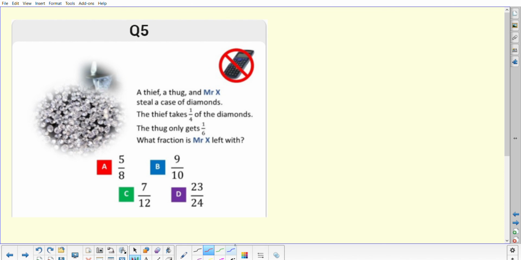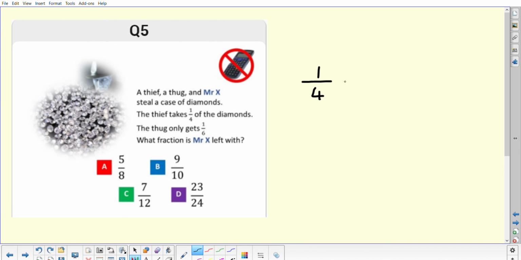Okay, last question. Right, a thief, a thug and Mr. X steal a case of diamonds. The thief takes 1/4 of the diamonds. The thug only gets 1/6. What fraction is Mr. X left with? Well, in order to answer that, we need to think about how much have the two people who've already taken some away, how much did they take away in total.